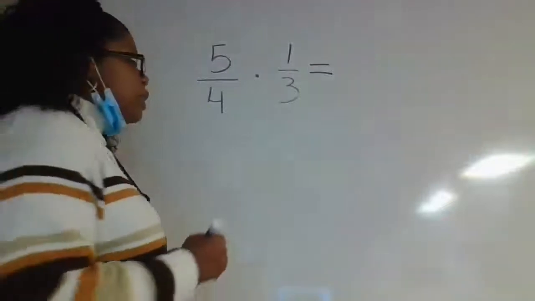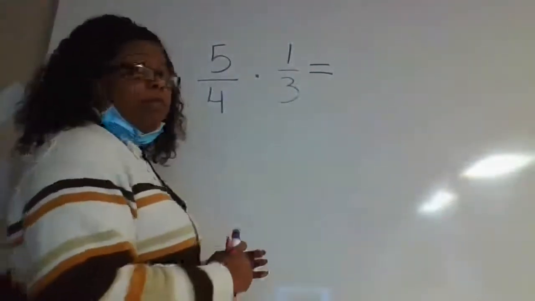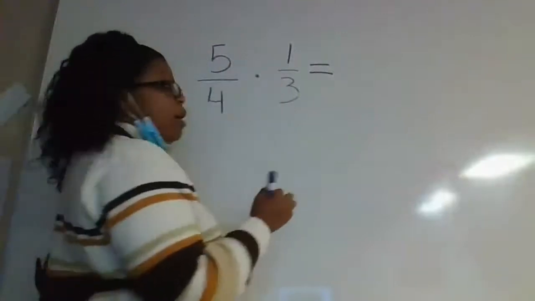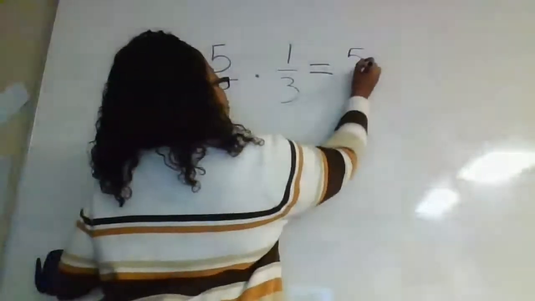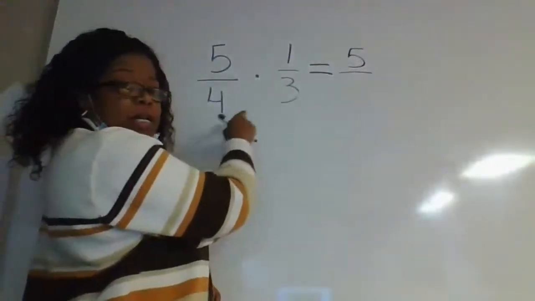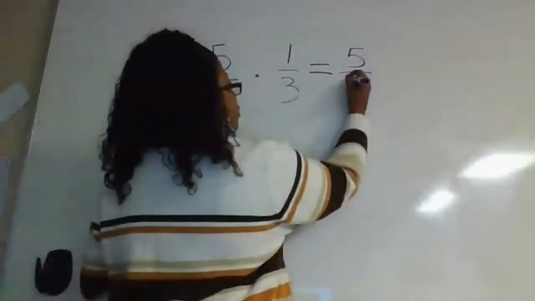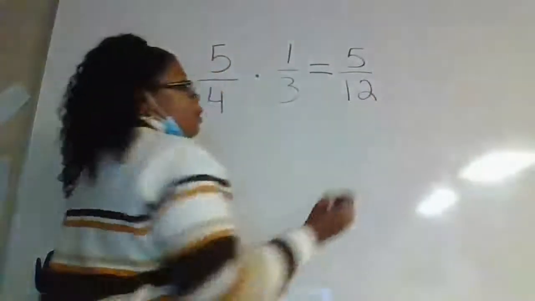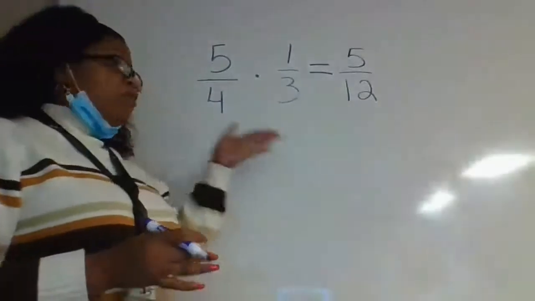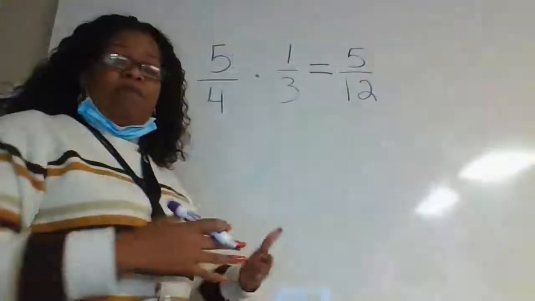Okay? So in this situation, what that looks like is simple. Numerator is 5, numerator is 1, so 5 times 1 gives us 5. And then denominator and denominator, 4 times 3 gives us 12. So our answer to multiplying these two fractions together is 5/12.